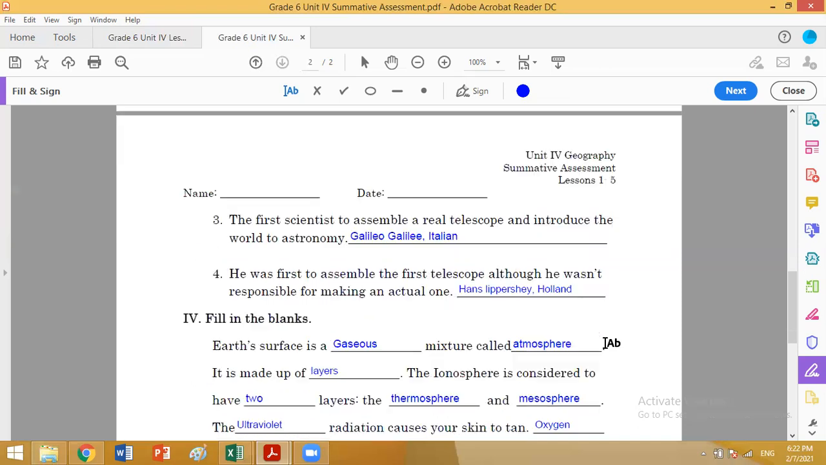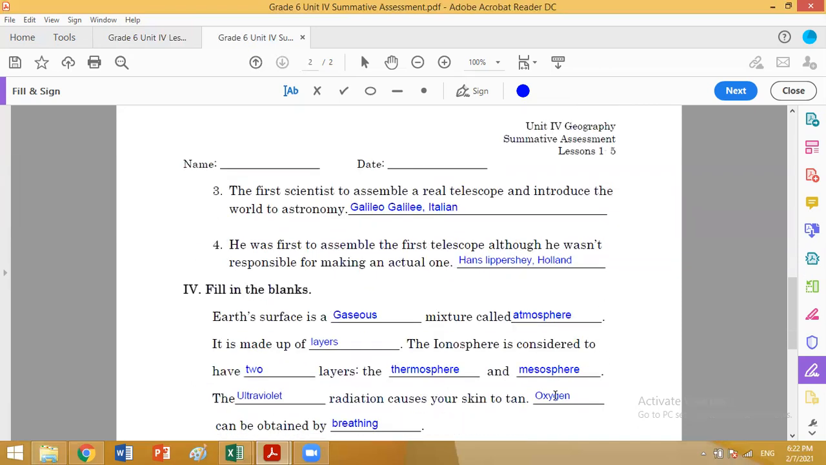Exercise 4. Fill in the blanks. Earth's surface is surrounded by a gaseous mixture called the atmosphere. It is made up of layers. The ionosphere is considered to have two layers, the thermosphere and mesosphere. The ultraviolet radiation causes your skin to tan. Oxygen can be obtained by breathing.